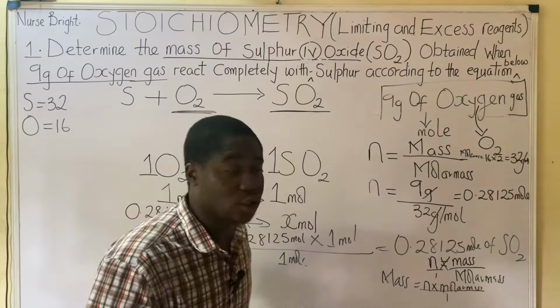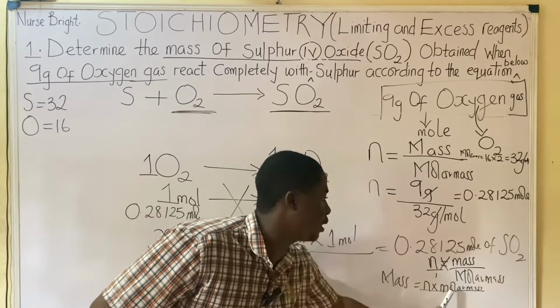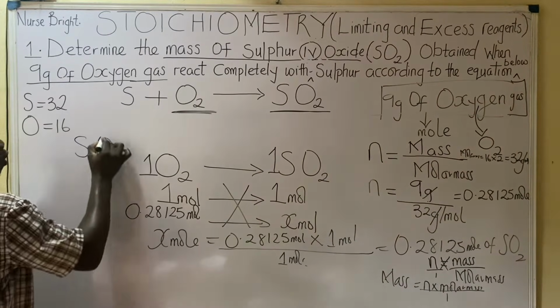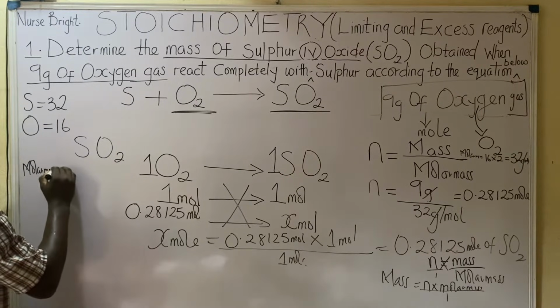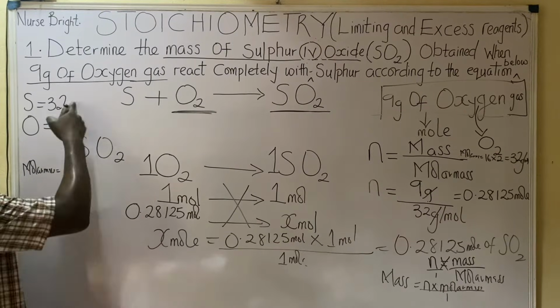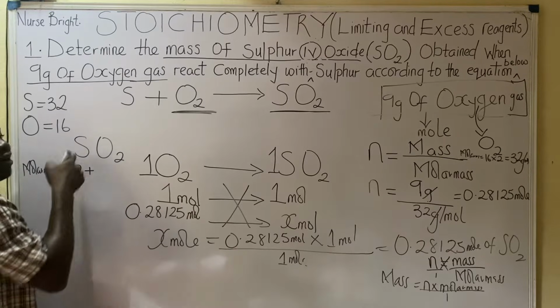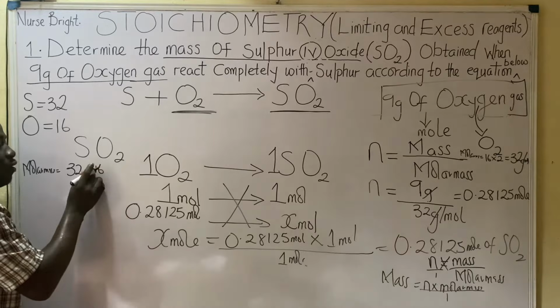Simple. Now, first of all, let's calculate the molar mass, because we've got the number of moles already, which is this. Let's calculate the molar mass of SO2. This is SO2, it's a compound. So let's get our molar mass. What's the atomic mass of sulfur? According to what's written here, 32, plus. What's the atomic mass of oxygen? 16. Are you following me now?